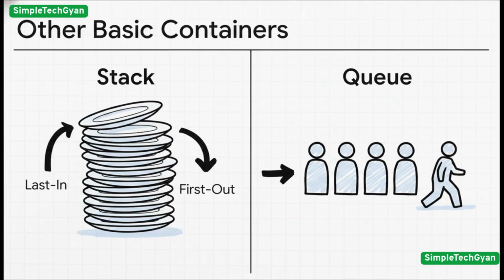But of course, any good toolkit needs more than just one kind of box. We've got other containers too, like stacks and queues. A stack is just like a stack of cafeteria plates. The last plate you put on top is going to be the first one you grab. We call that last in, first out, or LIFO. A queue, on the other hand, is just what it sounds like. It's a line. The first person who gets in line is the first person who gets helped. First in, first out, or FIFO.